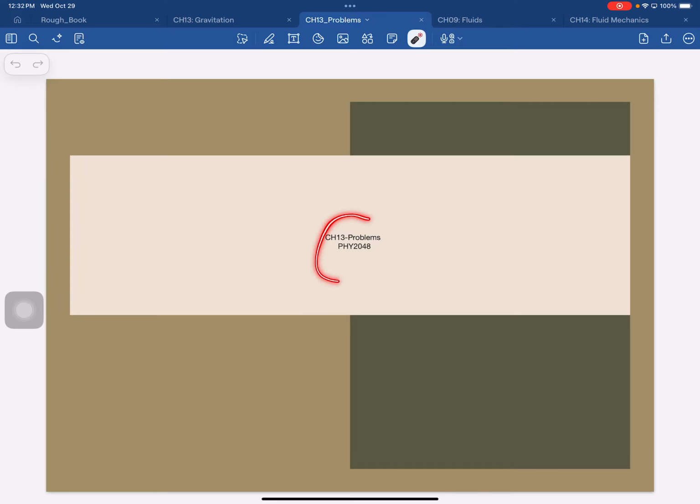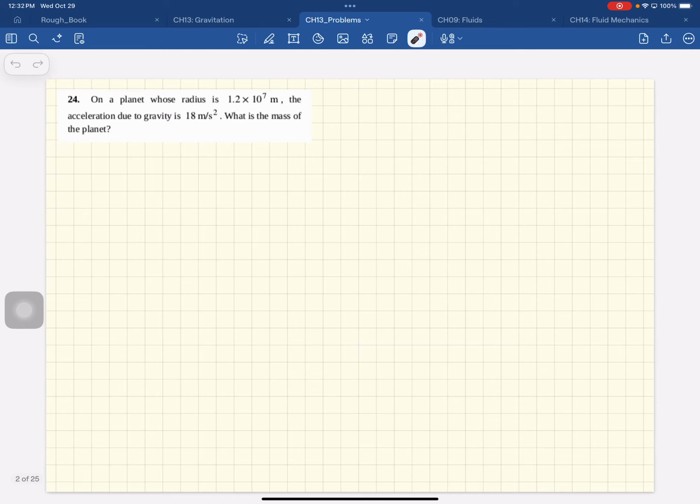We're doing problems from chapter 13. So the first problem says, on a planet whose radius is 12 times 10 to the 6 meters, the radius of Earth is 6.4 times 10 to the 6 meters. So this is almost twice the Earth radius. The acceleration due to gravity is 18 meters per second squared. What is the mass of the planet?